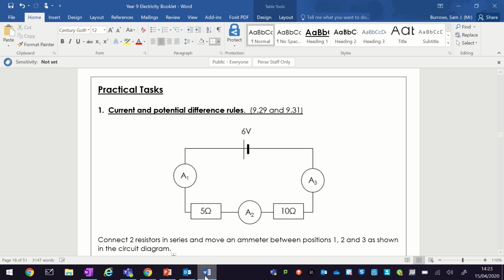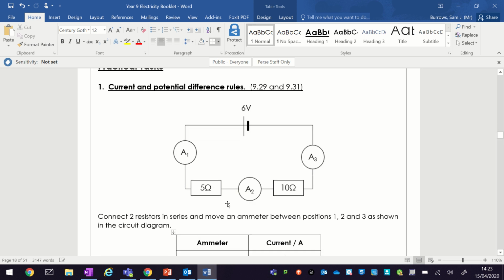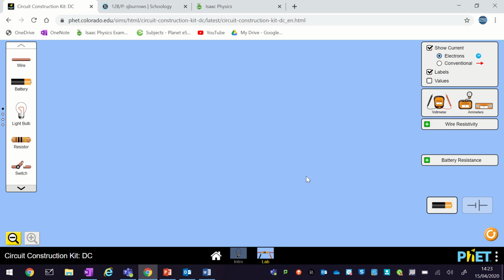Okay, so in this video I'm going to take a look at practical task 1 and how we can essentially carry it out using a circuit simulator. So the first thing we're going to do is build this circuit here. We've got a 6-volt power source, 3 ammeters, and 2 different size resistors. So let's see what that actually looks like.